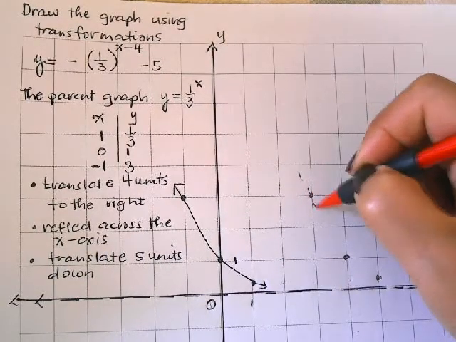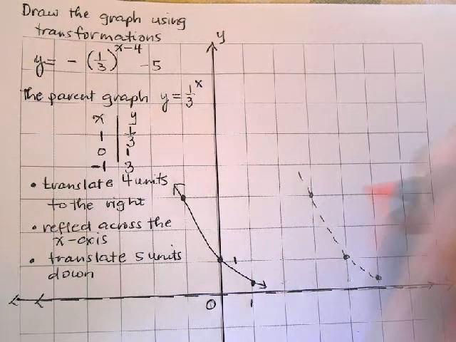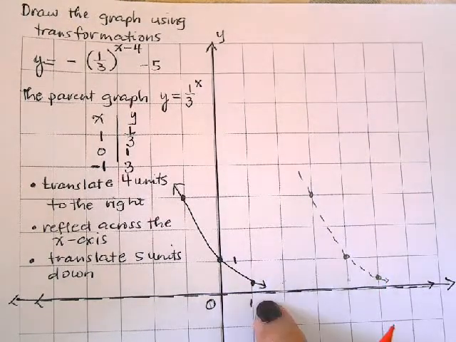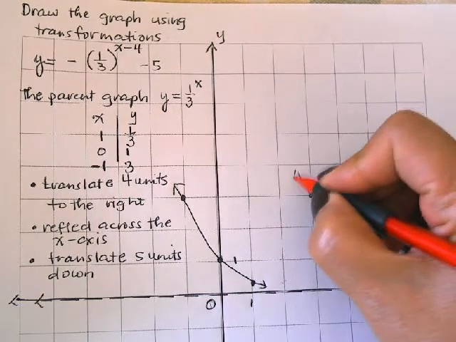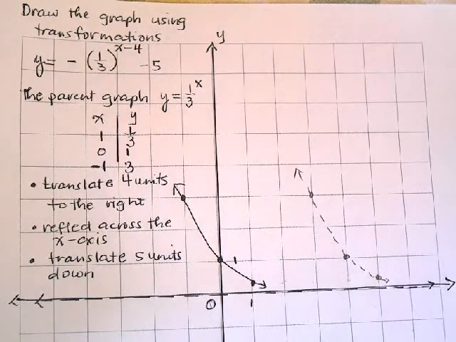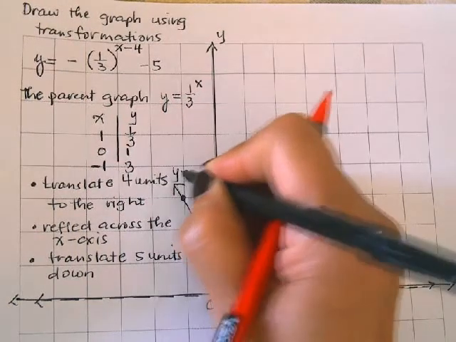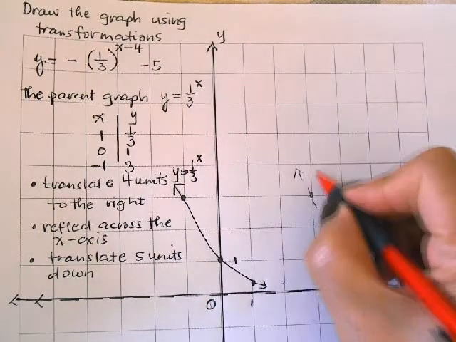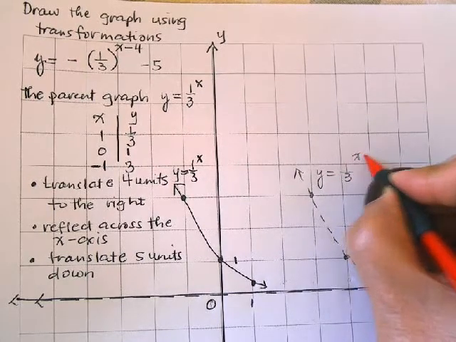You use broken dashes as we always do. Our asymptote is still there because if you move this line 4 units to the right, it's still the same line. It's infinite. So this is now the graph of y equals 1/3 to the x, and this is now the graph of 1/3 to the x minus 4.